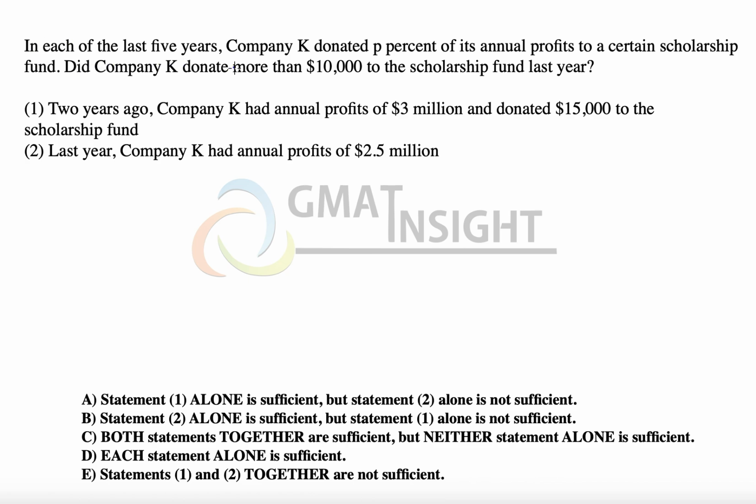In each of the last 5 years, company K donated P% of its annual profit to a certain scholarship fund. So P% of its annual profits. Did the company K donate more than 10,000 to the scholarship fund last year? Which means, was the last year P% of the annual profit?